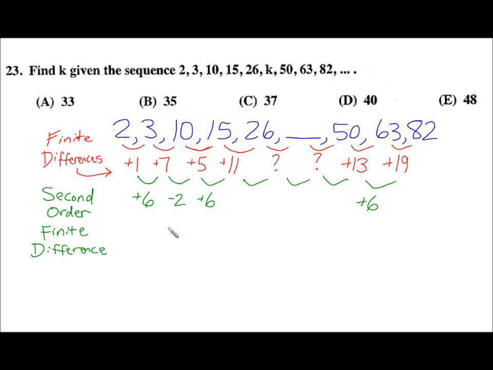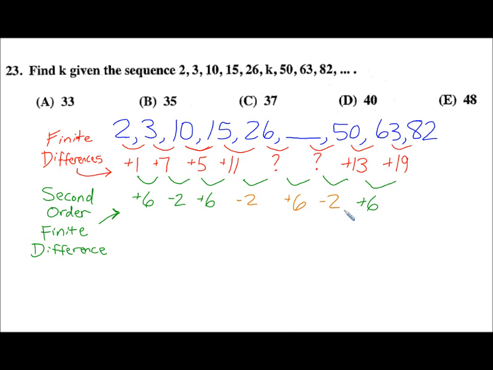So it appears that these second order finite differences are forming a pattern, really a pattern that goes back and forth. Plus 6, minus 2, plus 6, minus 2, plus 6, minus 2. Let's see what happens if we were to assume that this is the correct pattern. So plus 6, minus 2, plus 6, this would be a minus 2. This would be a plus 6, a minus 2. Well, what do you know? The plus 6 actually does fit in.